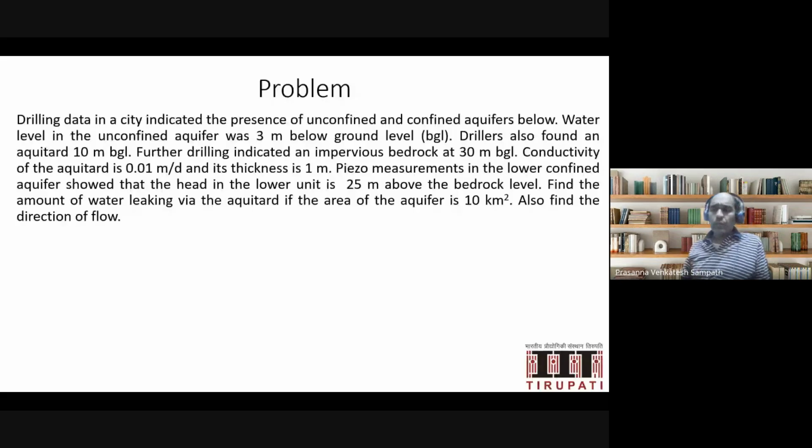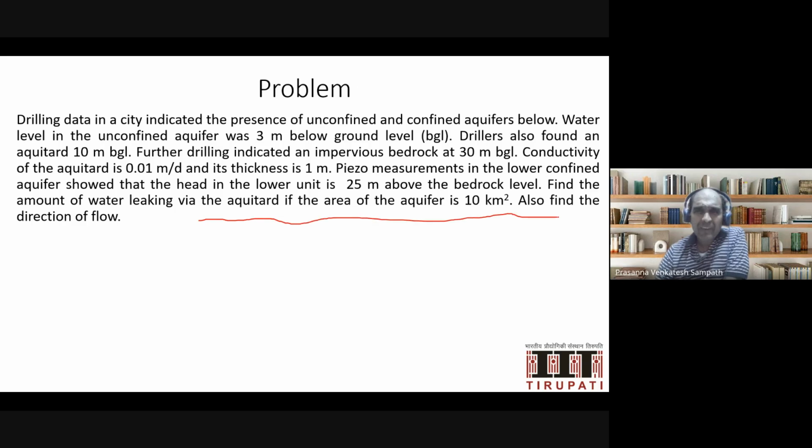So the first thing I'm going to do is draw the land surface. I might use different colors to indicate different things, but let's say this is my land surface, with some minor ups and downs. Drilling data in a city indicated the presence of unconfined and confined aquifers below. Water level in the unconfined aquifer was 3 meters below ground level.